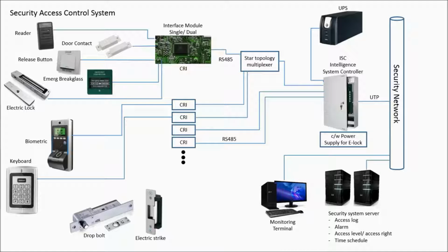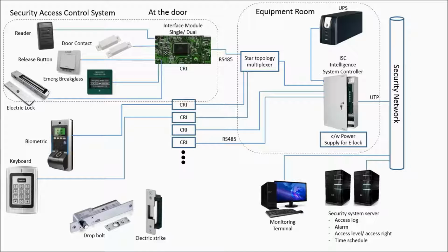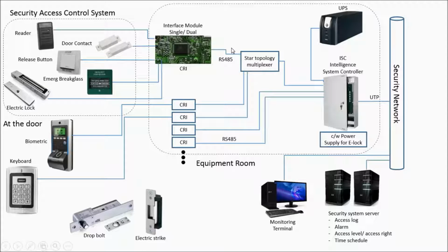During this system design, we shall consider the installation of CLI in different places. There are actually two methods to locate the CLI. One is to locate them in the secure side of each door, or in the nearest equipment room. Another installation method is to centralize all of the CLI and intelligent system controller together in a main control room.